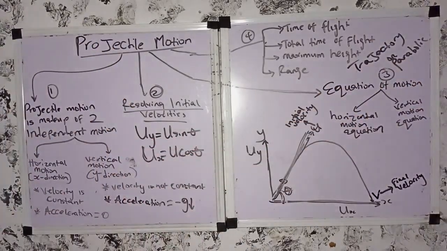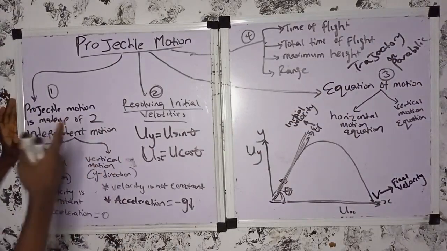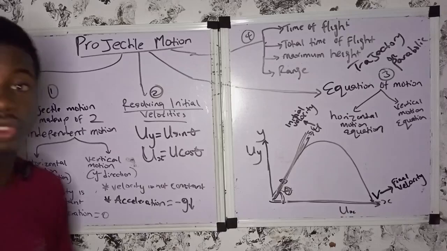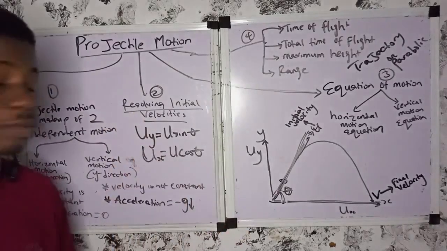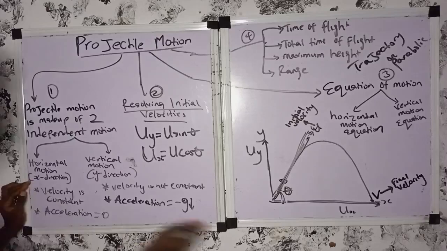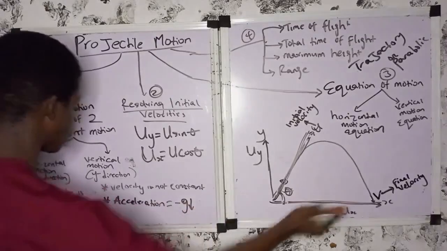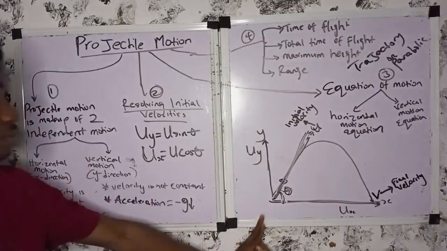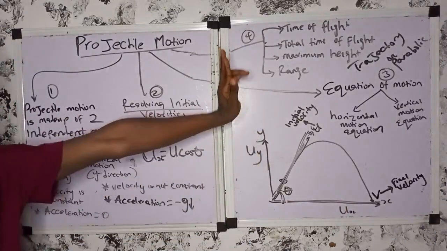Now let's start with the first part, category 1. Projectile motion is made up of two independent motions. The first one is the horizontal motion and the second is the vertical motion. The horizontal motion is the motion in the x direction. The vertical motion is the motion in the y direction.